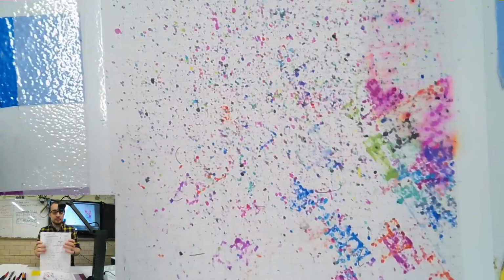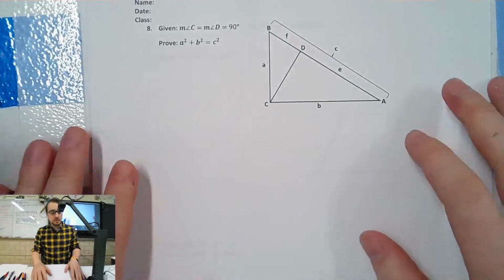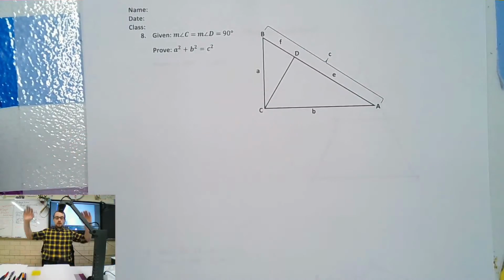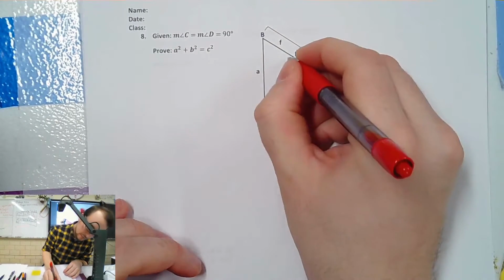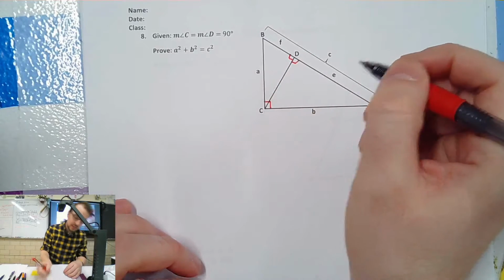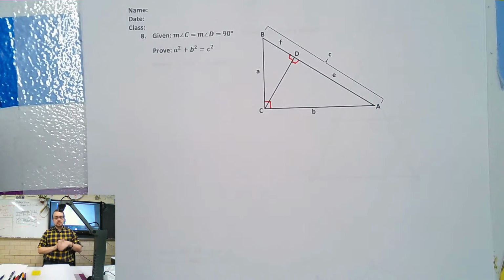Let's try one that's difficult, but not that hard. Not as hard as this last one. Let's look at 8. First of all, they tell us C and D are right angles. And that's all they give us. Guys, what are we proving here?